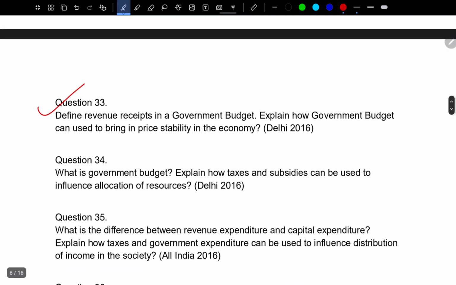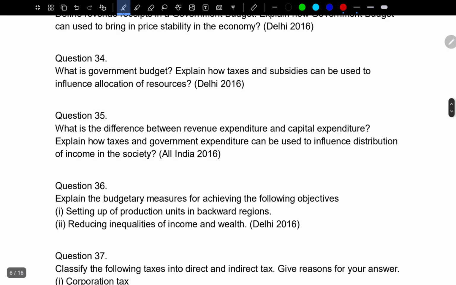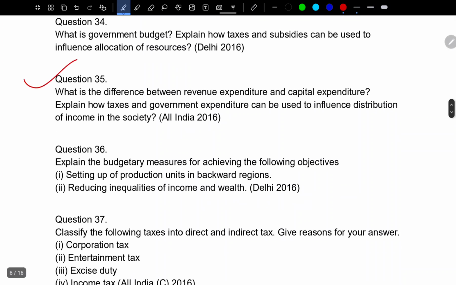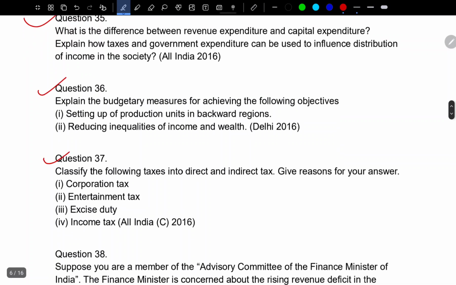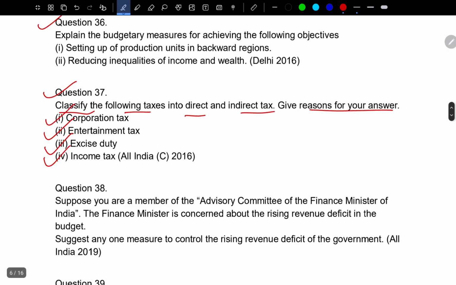So I cannot discuss all these questions here because the video will get longer and it will really demotivate you while watching the video completely. So you can go through all these questions by yourself. Classify the following taxes into direct and indirect, and you have to give reasons: corporation tax, entrepreneurship tax, excise duty, income tax. You have to describe whether each is direct or indirect and give a reason.